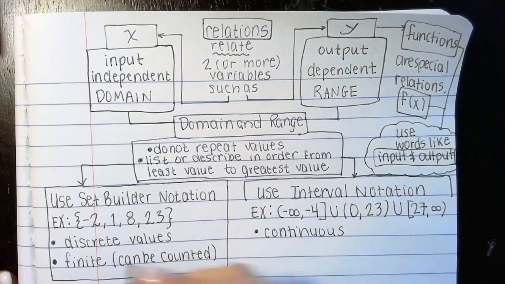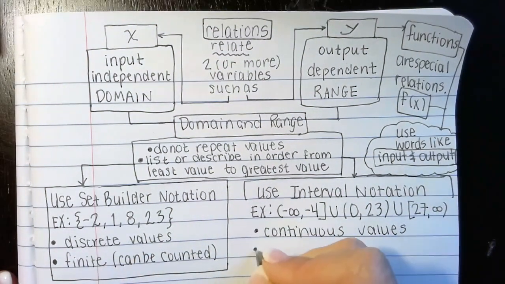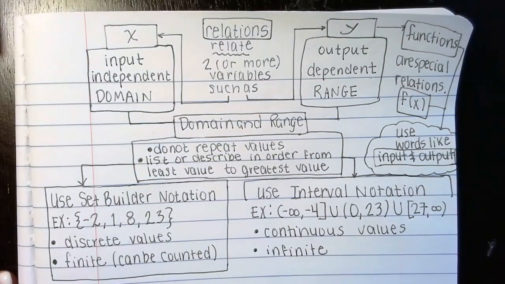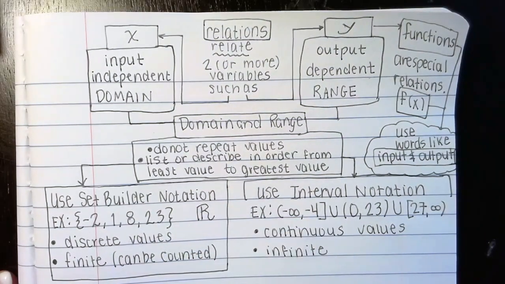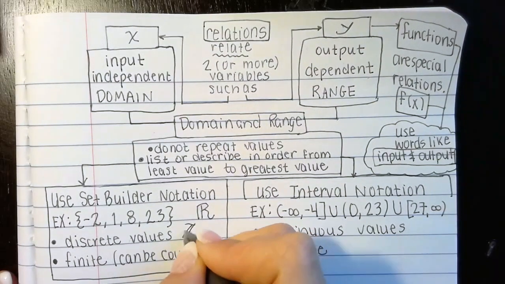Continuous goes with the discrete values, so continuous values. And in respect to the finite, we can say oftentimes this is more infinite. We can have infinite sets. For example, the set of all real numbers is infinite, and it is a set. The set of integers. Integers actually looks like a Z with an extra line.